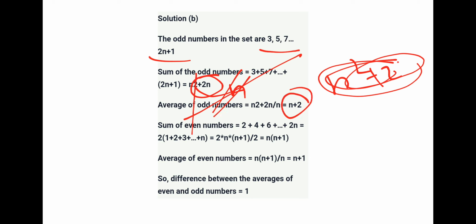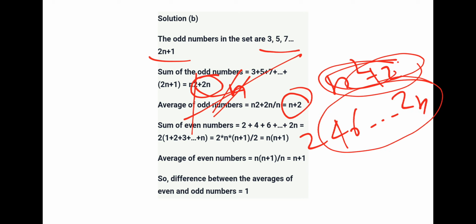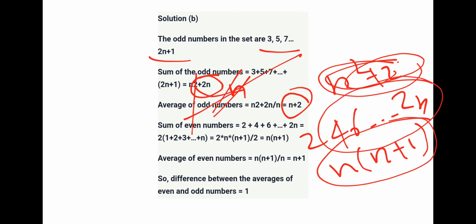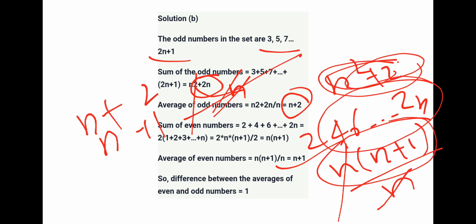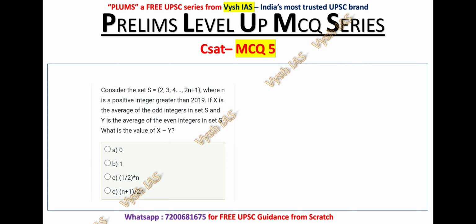And in the same way, in the given list, what are the even numbers? Even numbers are 2, 4, 6, and so on till 2n. Okay. The sum of the even numbers is nothing but n into n plus 1. And the average of the even numbers is by n. n and n get cancelled. n plus 1 is the average. So the difference between the averages of odd and even numbers: odd numbers is n plus 2 and even numbers is n plus 1. So the difference is 1. So option B is the correct answer for MCQ number 5. So option B is the right answer.